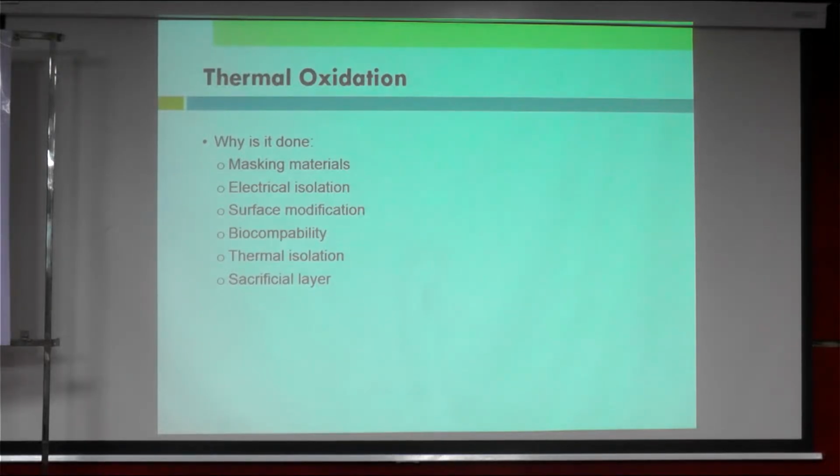And also for electrical isolation, as I mentioned before, surface modification, biocompatibility with certain biomaterials, and thermal isolation, because silicon dioxide has different thermal properties, and as a sacrificial layer in the process of, let's say, lithography. We want to have a certain structure and certain process steps, then in some steps silicon dioxide can be used as a sacrificial layer.